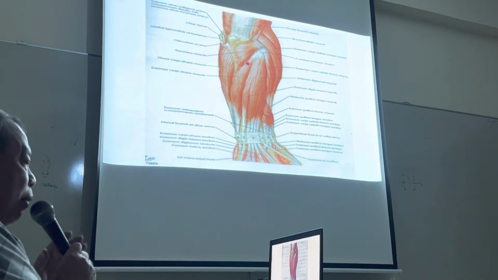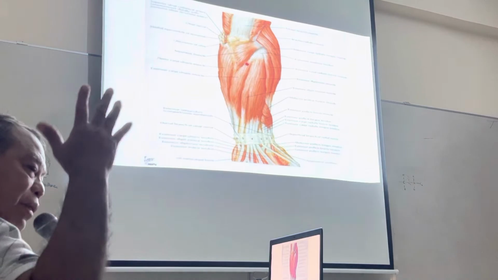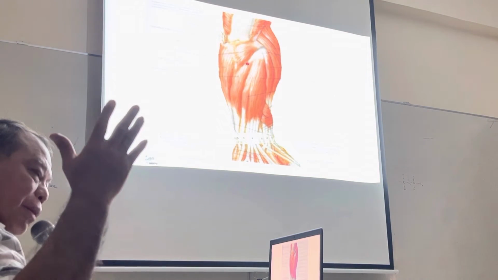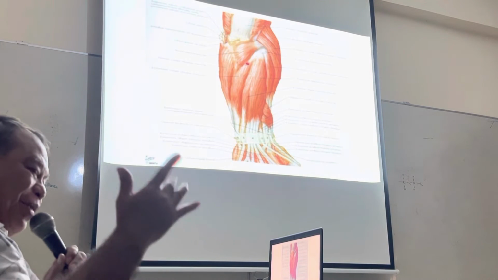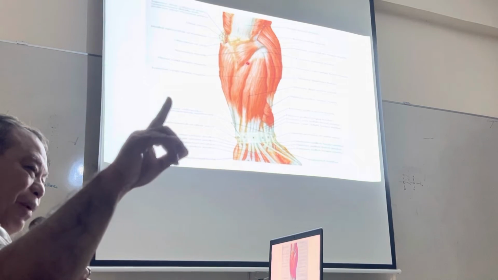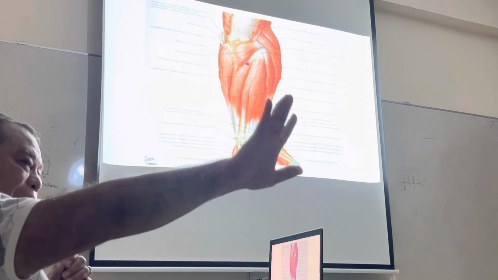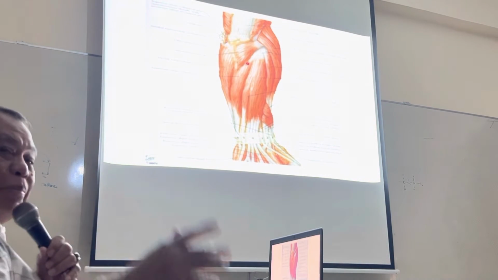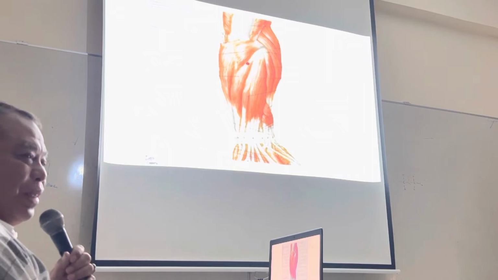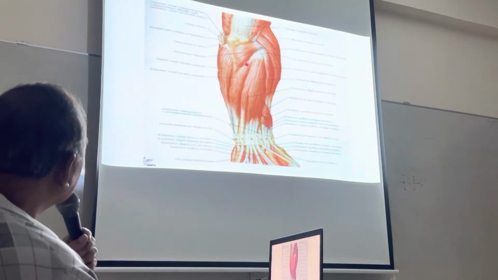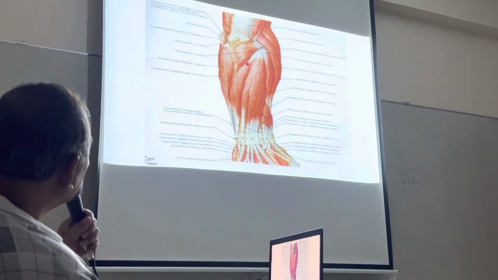Take note also that in the hand, how many phalanges are in each finger? 3. Except the thumb, which has just 2. The thumb is the pollex.